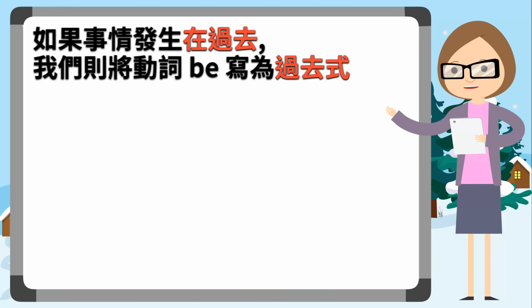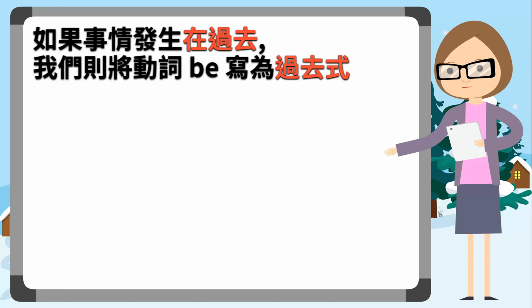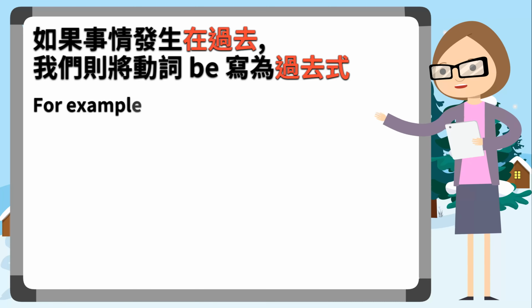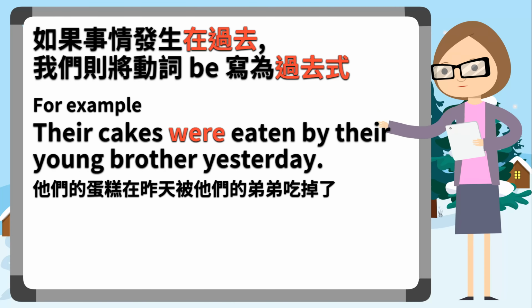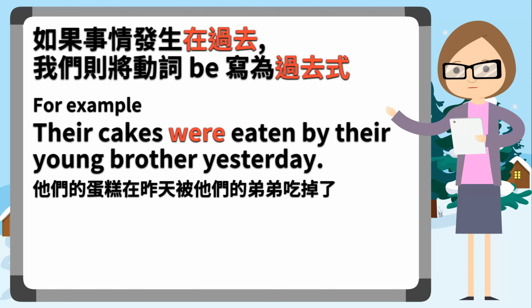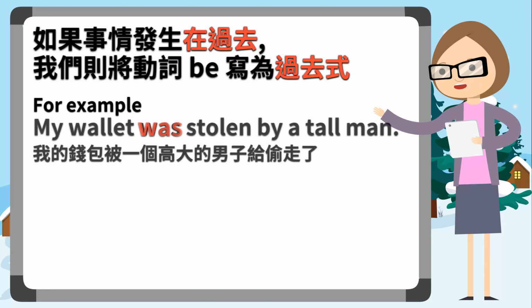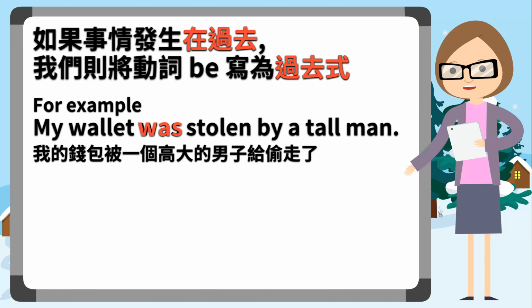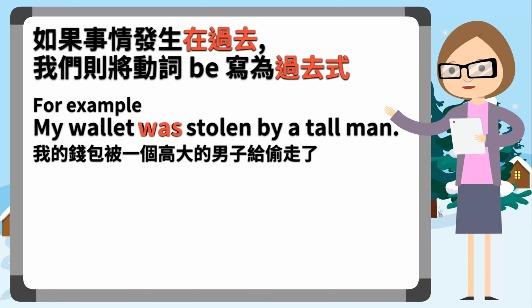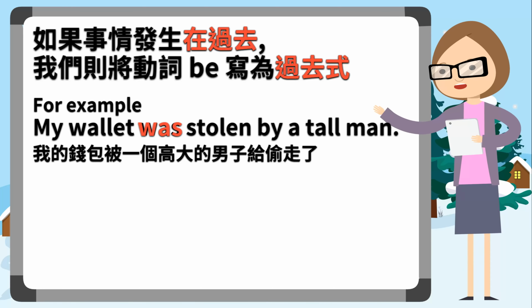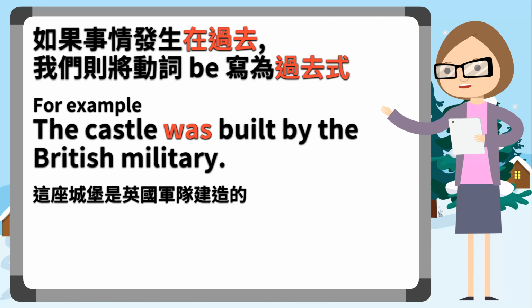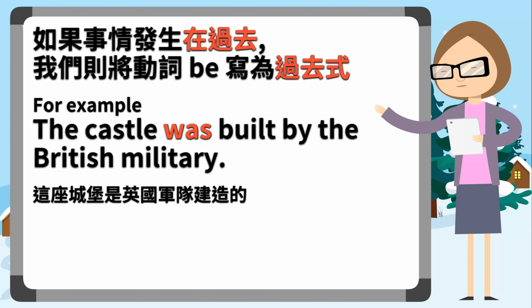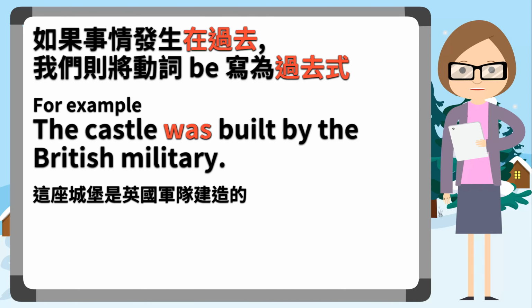如果事情发生在过去，我们则将动词 be 改成过去式。For example, their cakes were eaten by their young brother yesterday. My wallet was stolen by a tall man. The castle was built by the British military.